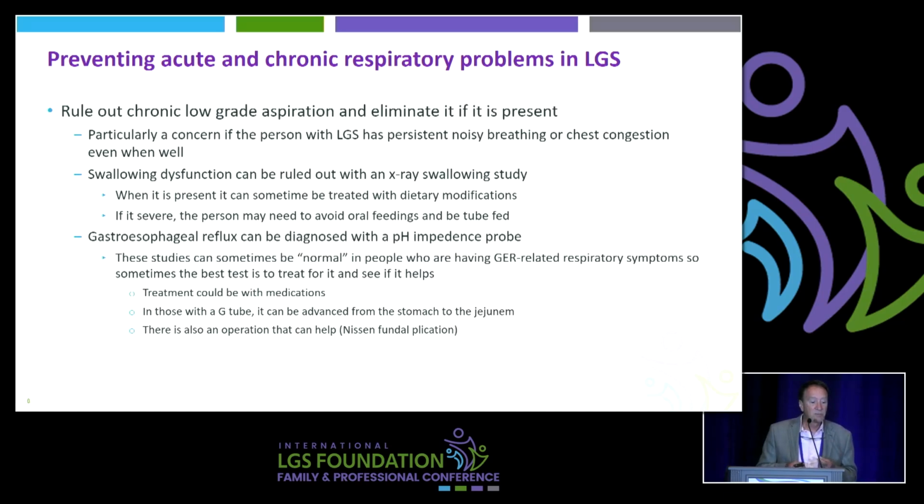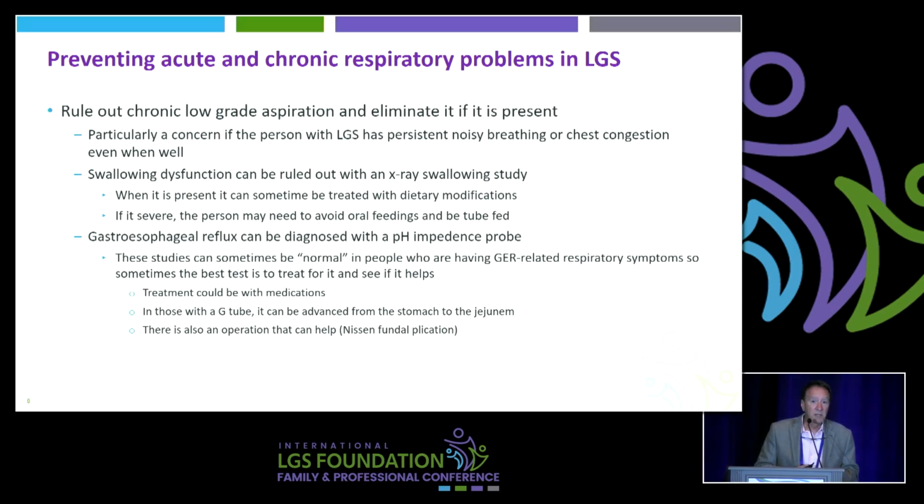Swallowing dysfunction can be ruled out with an X-ray swallowing study. And when it's present, especially in younger kids, it can be treated with dietary modifications. If it's severe, then sometimes you need to resort to G-tube feedings in place of oral feedings.